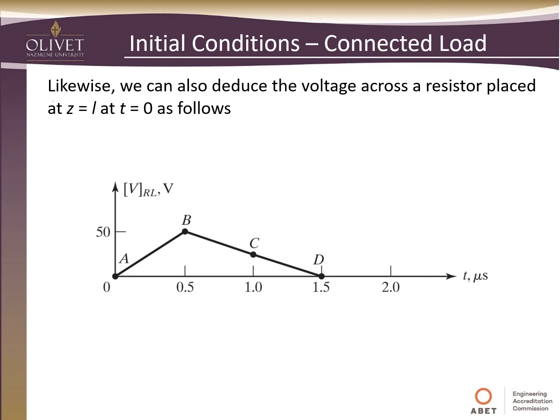So that being the case, we could take the initial conditions then and deduce the voltage across a resistor if it were placed at the end point z equal L at t equals 0 seconds. And what happens then is the waveform plays out. So the point A was at that load point, so the voltage there initially would be 0, and then the B point slides to the right, so then we have at half a microsecond 50 volts, then C slides over, so it would be 25 volts, and then finally we get D, which was 0 again.